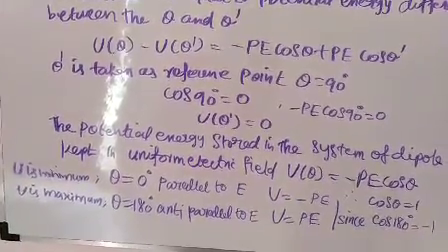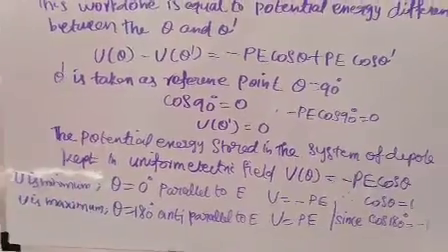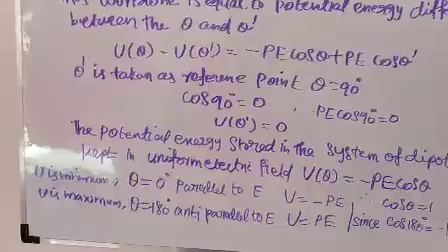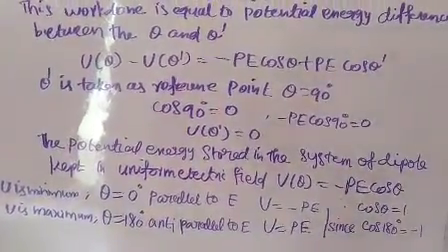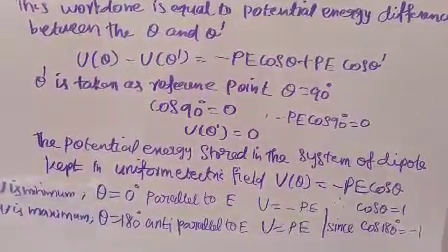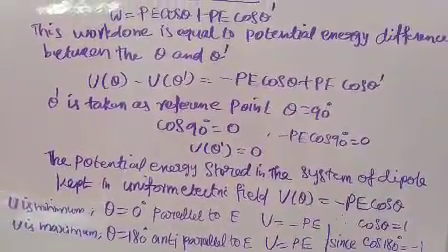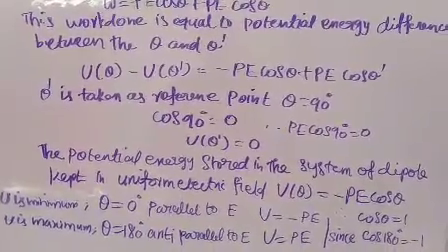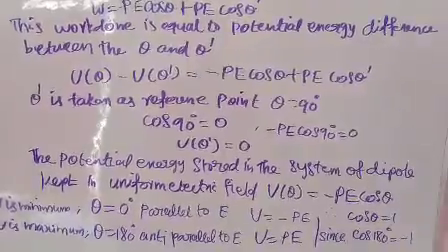So finally, the potential energy depends not only on P and E, it also depends on the orientation of the electric dipole with respect to the external electric field. Orientation means position. So this is the electric potential energy stored in the system of a dipole placed in a uniform electric field E.